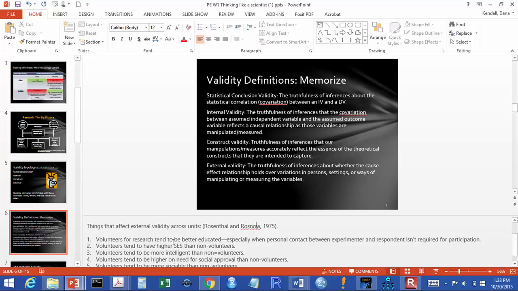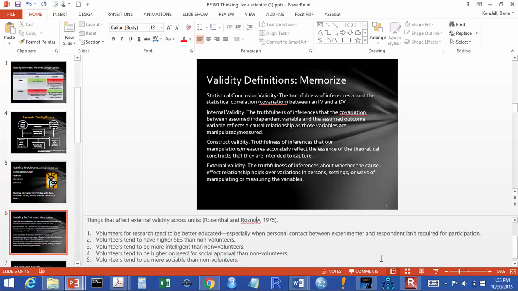Okay, so volunteers for research tend to be better educated, higher SES, socioeconomic status. They tend to be more intelligent, higher on need for social approval. Maybe they have trouble saying no, they like to please people. Hence, they said yes when you asked them. And finally, they tend to be more sociable and agreeable, I guess, than non-volunteers.